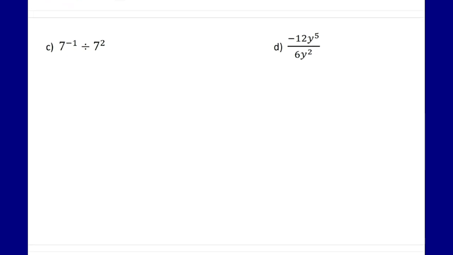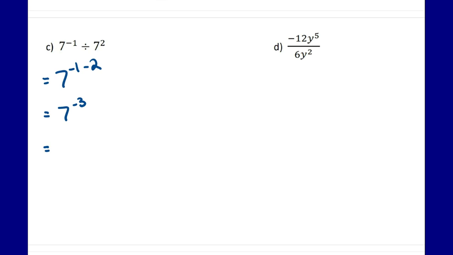C and D, same idea. For C, 7 to the power of negative 1 divided by 7 to the power of 2. We subtract, so negative 1 minus 2. Always the first one minus the second one, just like you would add or subtract any numbers. Right? Even though the first one's negative, that's fine. I get 7 to the power of negative 3.